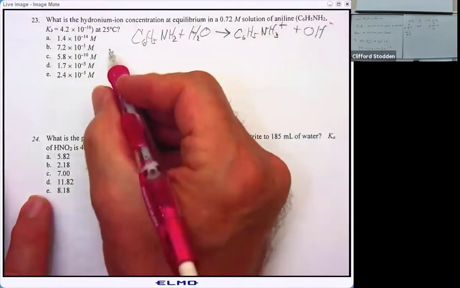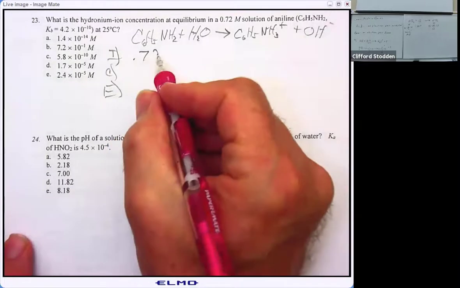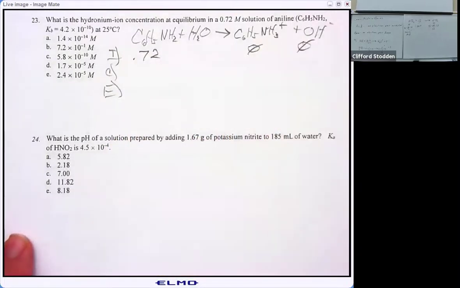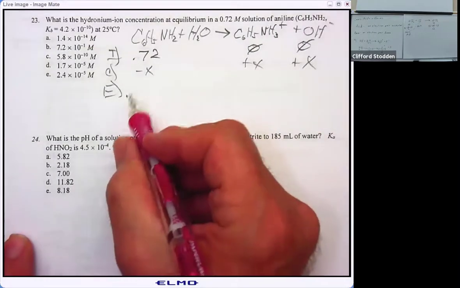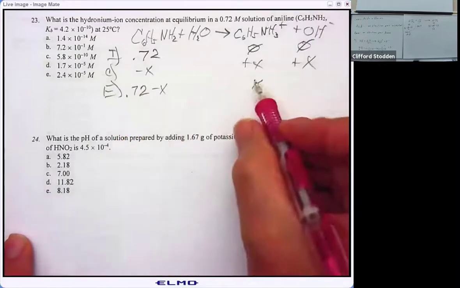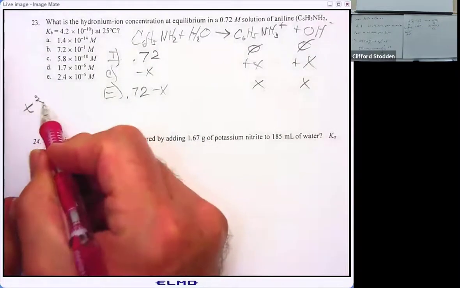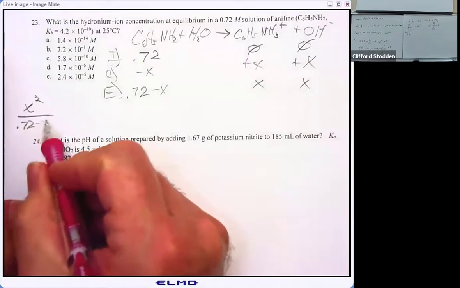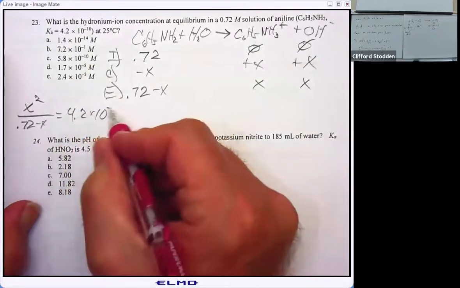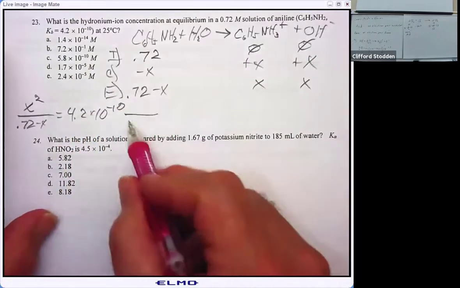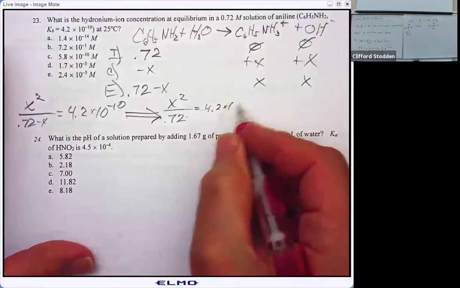And then this is another ice table. Initial concentration is 0.72. Start with 0 and 0. Minus x, plus x. 0.72 minus x, x, x. Okay, so again, we set it up: x squared over 0.72 minus x. This time it equals the Kb, which is this number, 2 times 10 to the minus 10. That's also a very small number, so we can assume x is much smaller than 0.72.